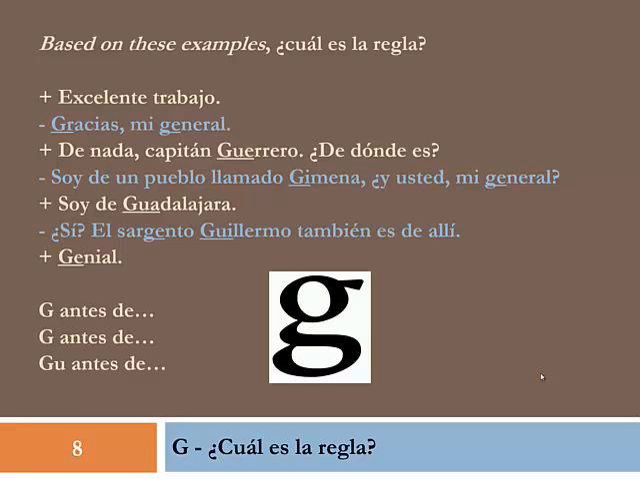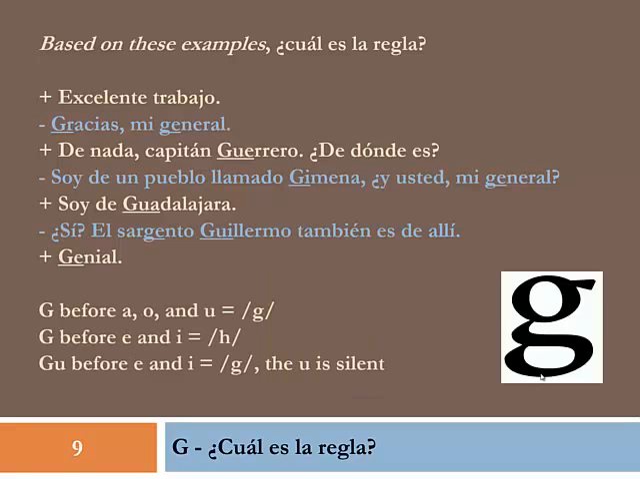Genial. Based on those examples, ¿cuál es la regla? Pause the recording while you think about it. As you may have noticed, G before A, O, and U is pronounced g, or a hard G. G before E and I is pronounced in Spanish as h, as in genial, or Jimena. GU, however, before E and I is g, as in Guillermo. The U is silent.